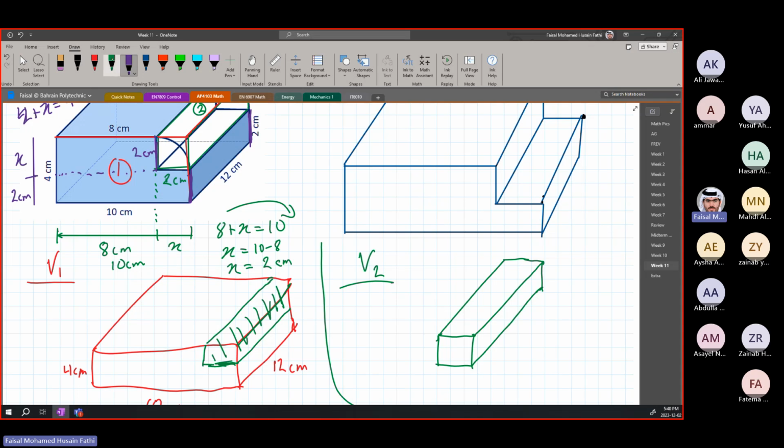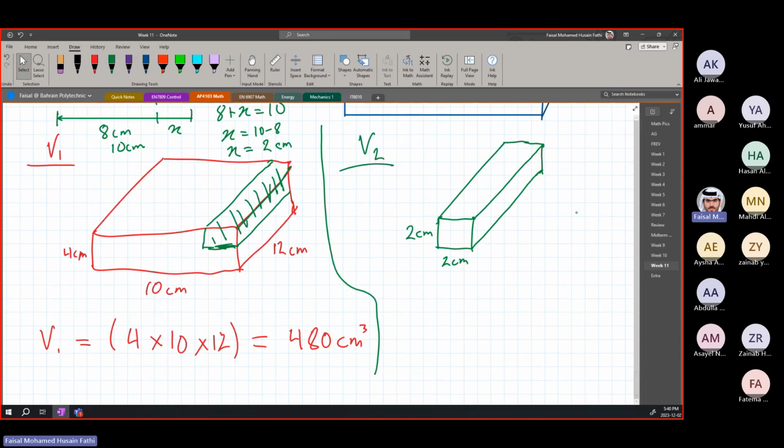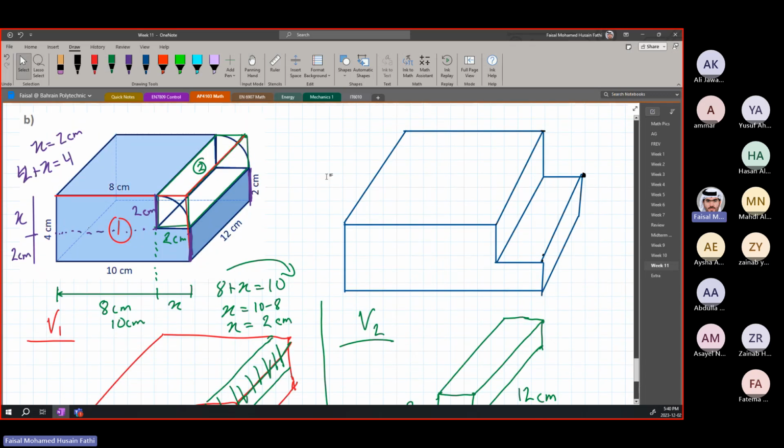Okay, no questions, inshallah. Let's move on. So this is 2 centimeters by 2 centimeters. So this is the square prism. Very simple. Again, volume, and we know that this length is 12 centimeters. It's the same length, it's 12 centimeters.